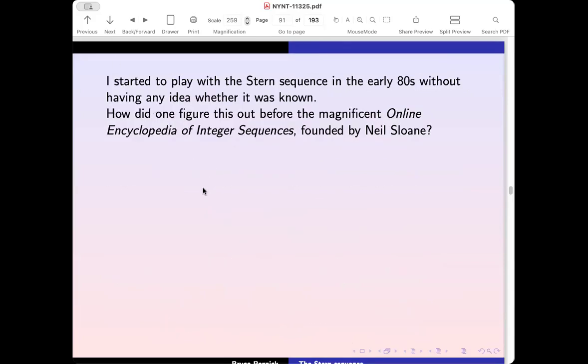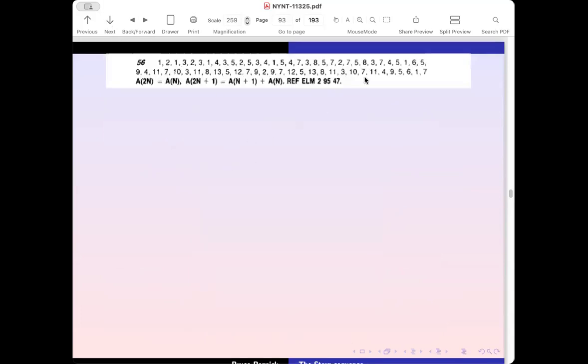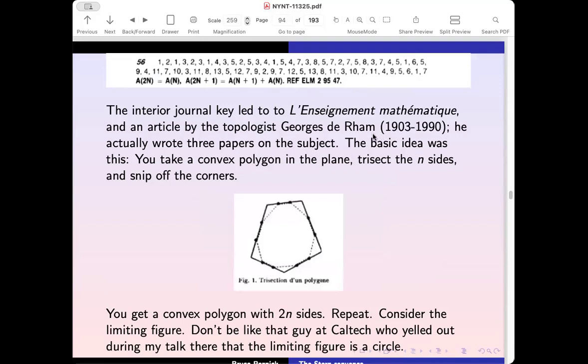I started to play with this, I guess I'm realizing it's a long time ago, without knowing whether it was known or not. How did one figure out whether a sequence was known before the Online Encyclopedia of Integer Sequences by Neil Sloane? There was the Handbook of Integer Sequences, which was a book that was written by Neil Sloane. And searching in my book, I found the Stern sequence, basically. And I decoded the reference to realize that this was an article by the topologist Branko Grünbaum, who actually wrote 3 papers on the subject.